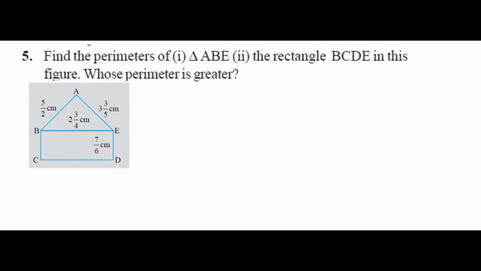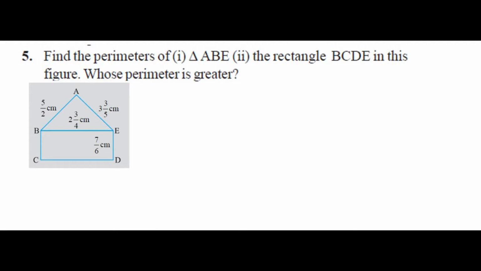And friends, of course, we are solving the 7th class maths textbook. We have already completed the first chapter and now we are in the second chapter. So what is the question given to us here? Find the perimeters of triangle ABE and the rectangle BCDE in this figure.